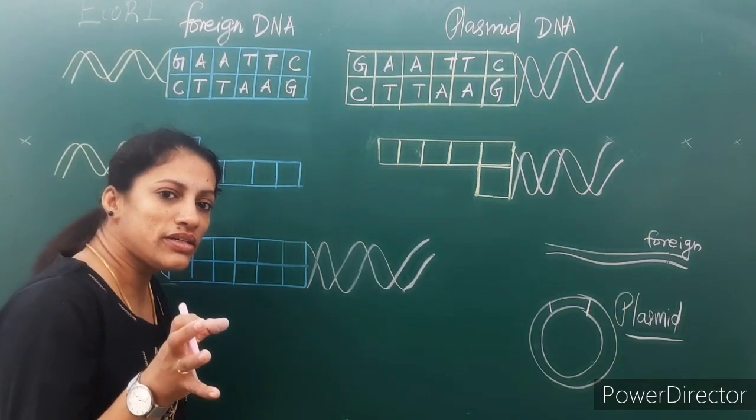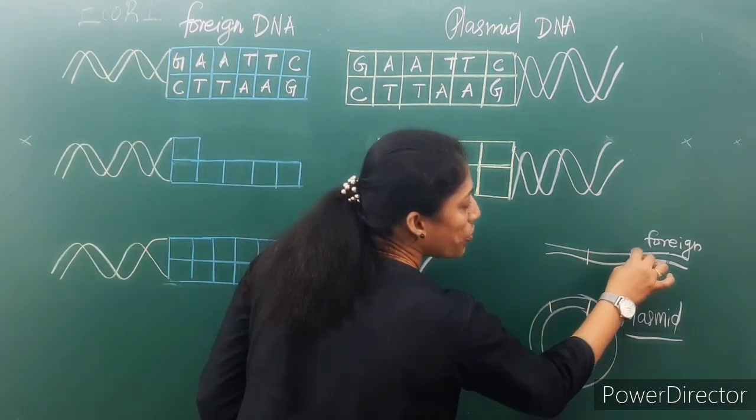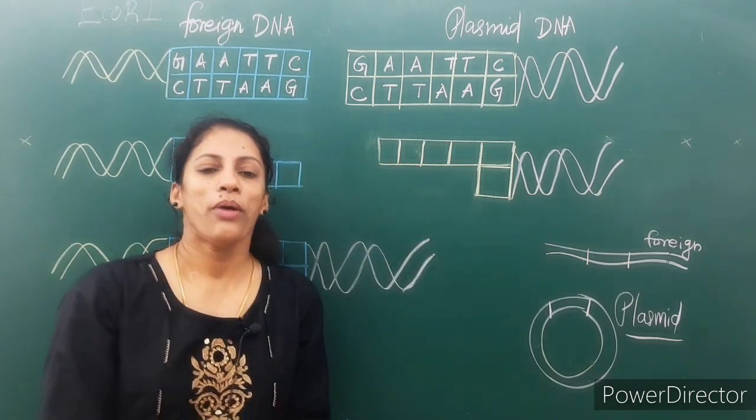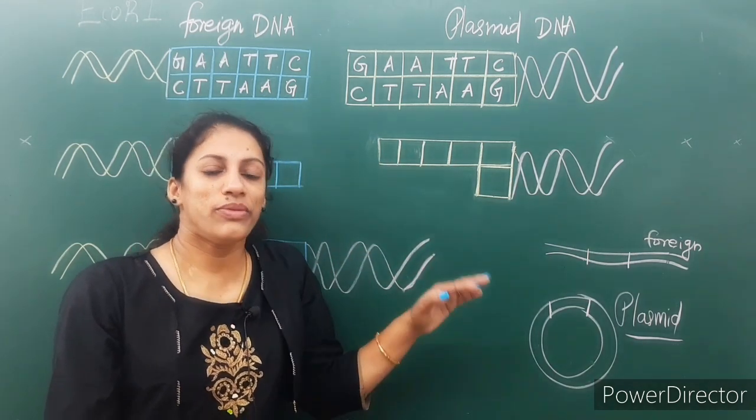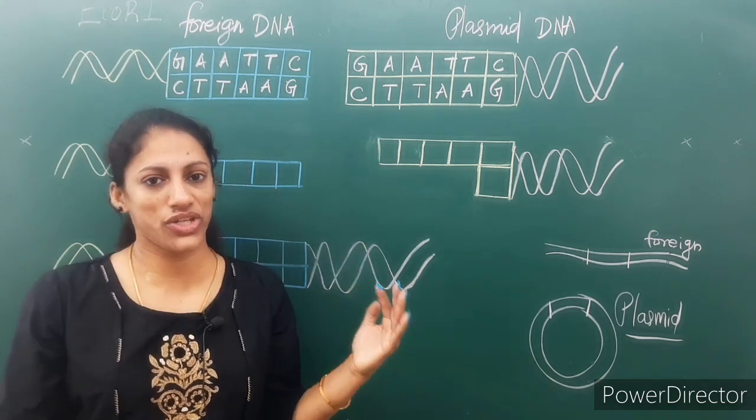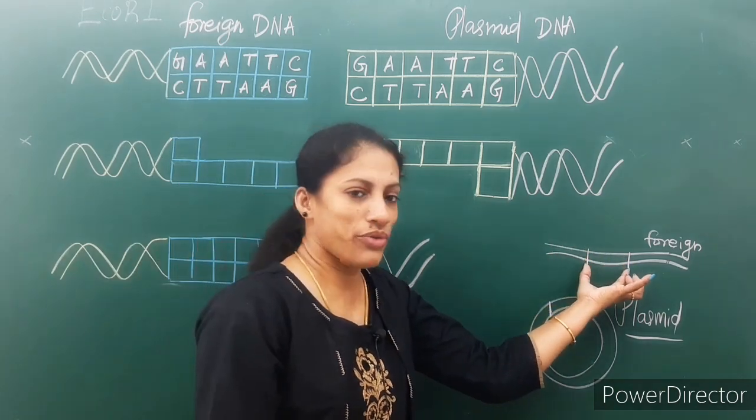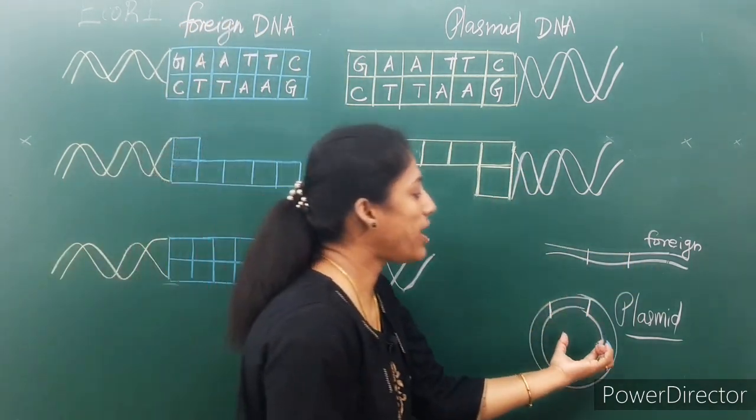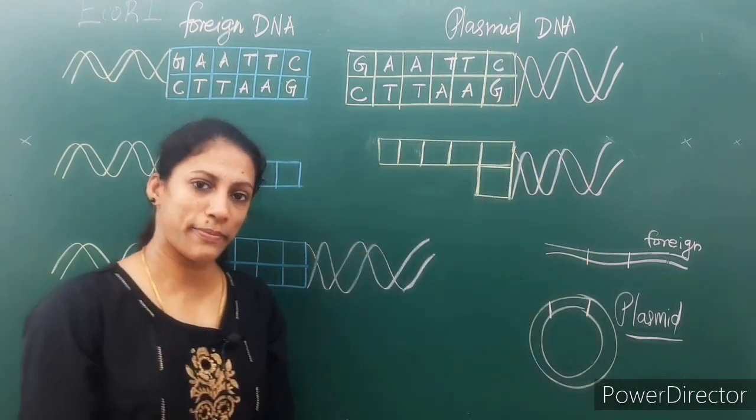For a better ligation, joining, we have to cut both the DNAs, this plasmid DNA and the foreign DNA, both with the same enzyme. Then gluing will be easy, the ligation, joining will be easy. So here we are discussing this foreign DNA we are cutting using EcoR1 enzyme, and the plasmid DNA, the vector DNA also we are cutting with EcoR1 enzyme.